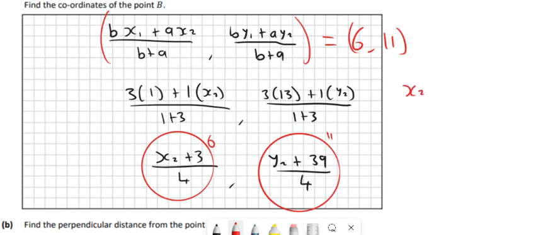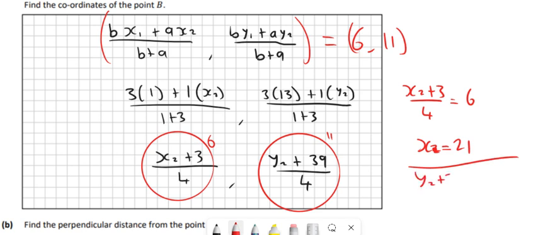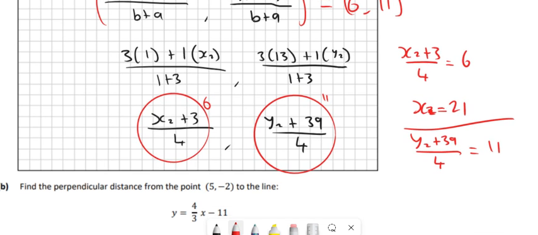So x2 plus 3 over 4 is equal to 6. If you bring the 4 to the other side and multiply it, you get 24, and then subtract the 3 and you get 21. So x2 is equal to 21. Take the other one then, y2 plus 39 over 4 is equal to 11. Bring the 4 across and multiply it and you get 44, and then bring across the 39 and subtract it and you get 5, I think. So my coordinates are 21, 5.